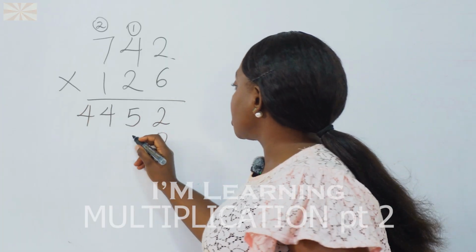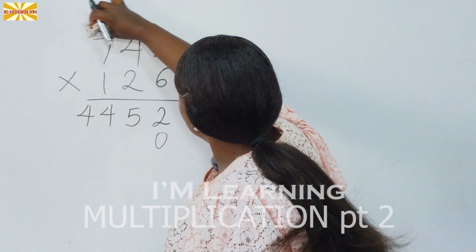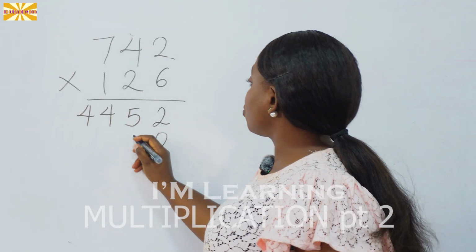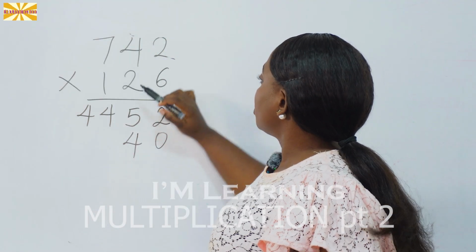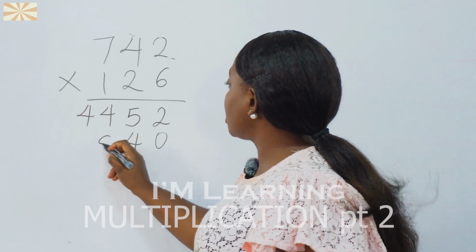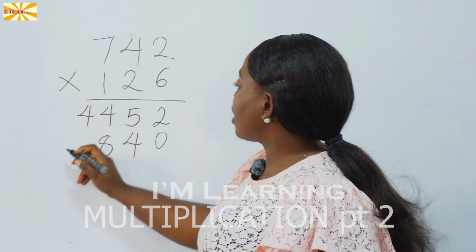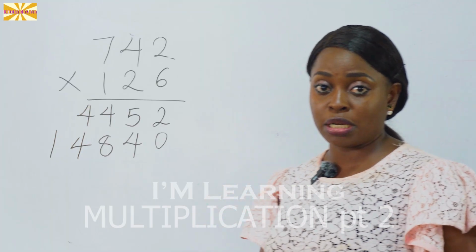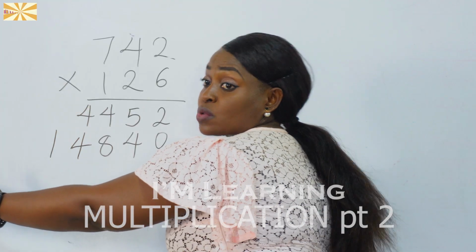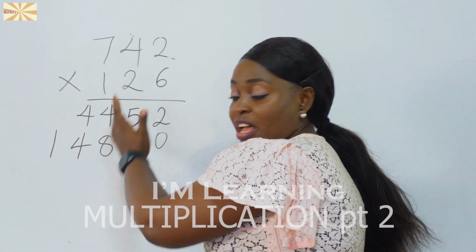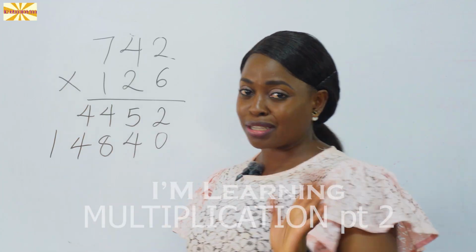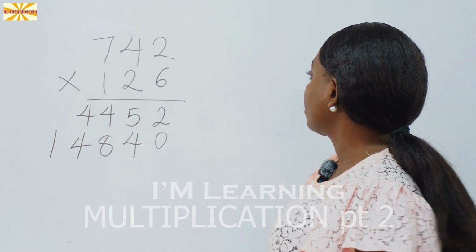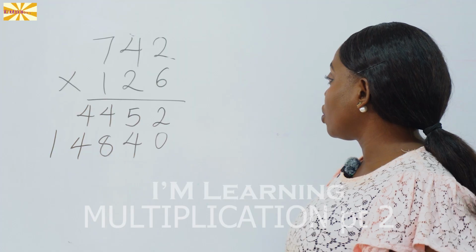2 times 2 is 4. 2 times 4 is 8. And 2 times 7 is 14. Remember to place your numbers correctly. Even if the numbers go outside, as long as you have positioned your numbers correctly, your answer is correct. Don't worry about it. Now let's go to the next number, 1.